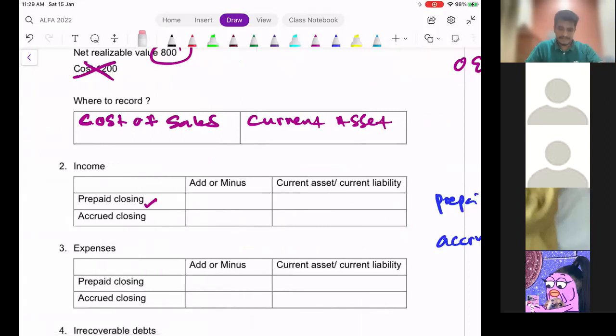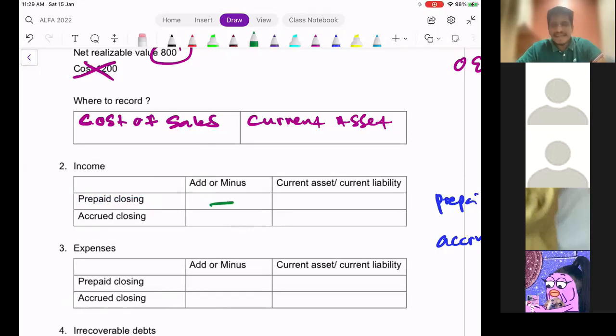So now come back to this. Everyone, please answer me. Prepaid closing, add or minus? Very good. Everyone following me. Minus. Prepaid closing will be minus.